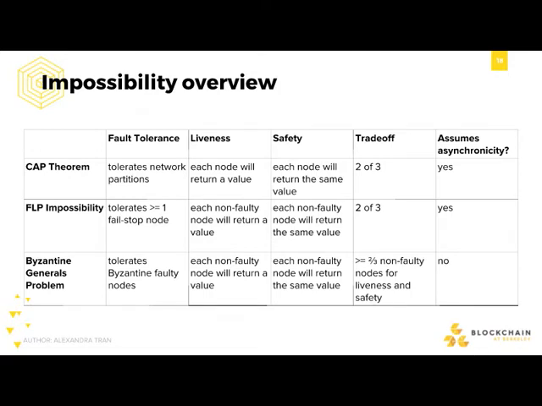And this is an overview of the impossibility results that I just went over with you. I tried my best to juxtapose the same properties between the CAP theorem, FLP, and the Byzantine Generals Problem. From here, you can see that FLP is more of a superset of the CAP theorem because it proves a stronger impossibility: it assumes only one fail-stop node, whereas the CAP theorem assumes a network partition.